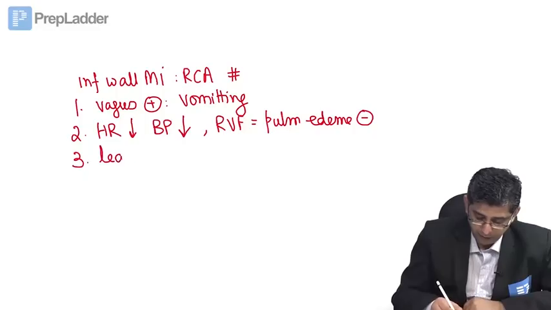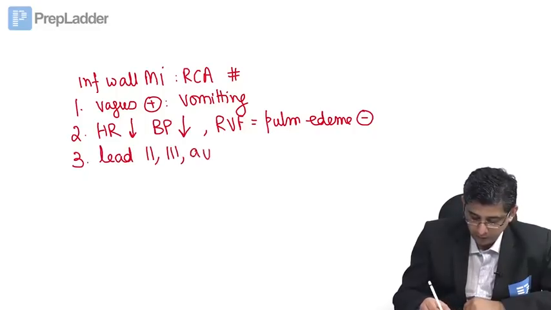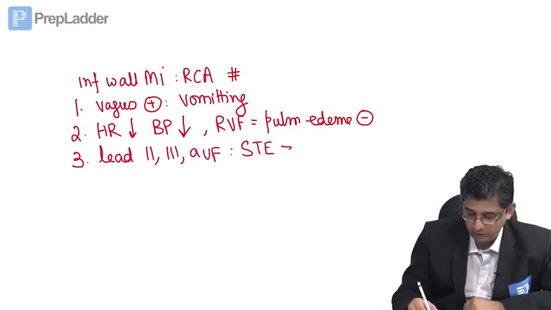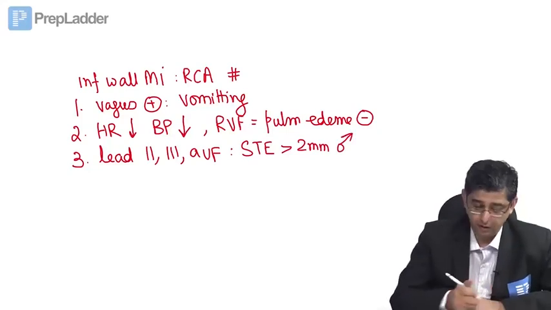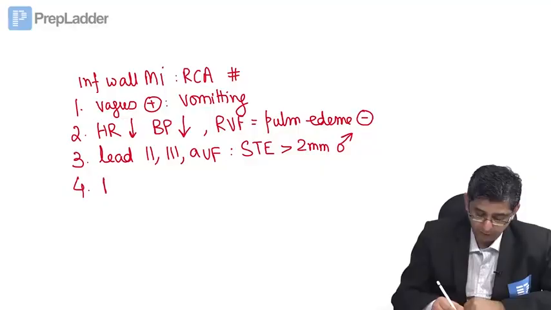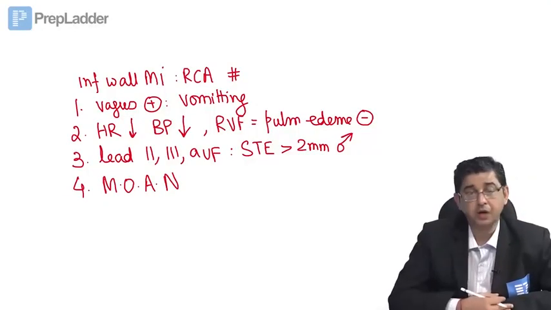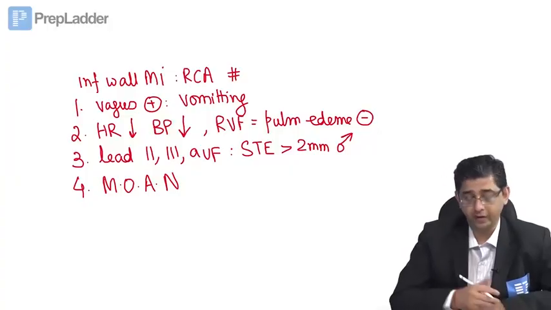The best way to identify this MI is to look at leads 2, 3 and AVF, and you should have a significant ST segment elevation. The magnitude of ST elevation should be more than 2 mm in males and more than 1.5 mm for females. Also remember that whenever we are admitting a patient with acute coronary syndrome, we give 4 things: morphine, oxygen, aspirin and nitrates.